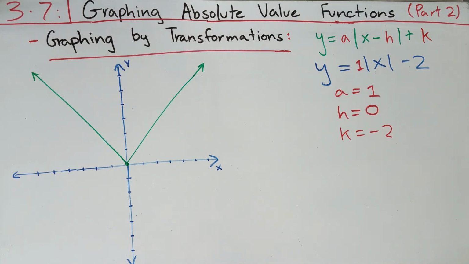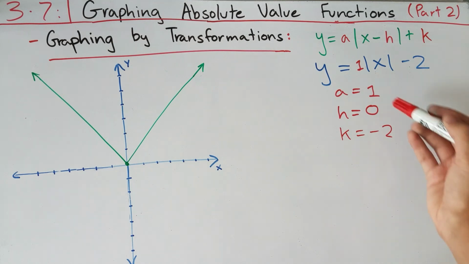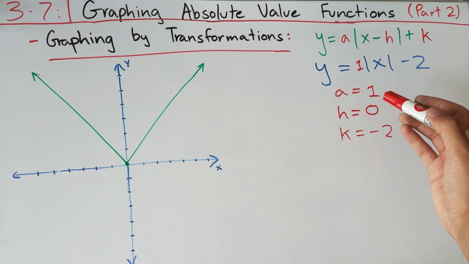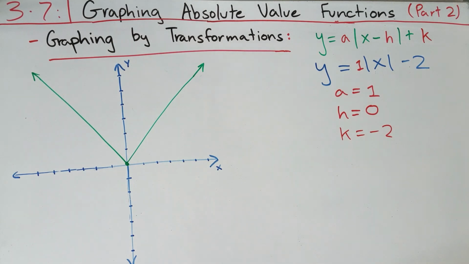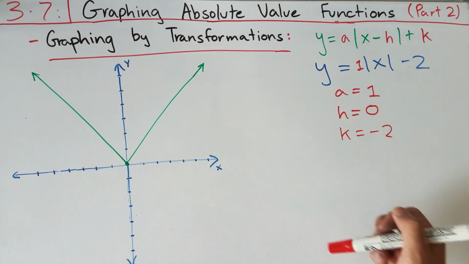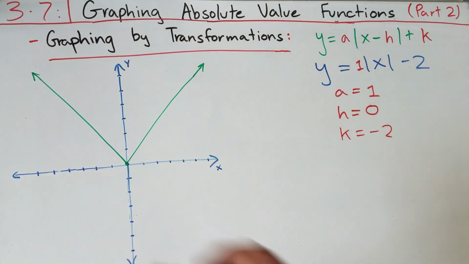Now let's see what the function y equals the absolute value of x minus 2 would look like when we graph it. From our first constraint, we know that a equals 1, which means that we're not stretching this function by any factor. It means that our function will remain the same in terms of the stretch factor, like the parent function y equals the absolute value of x.